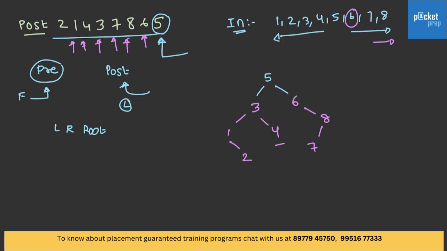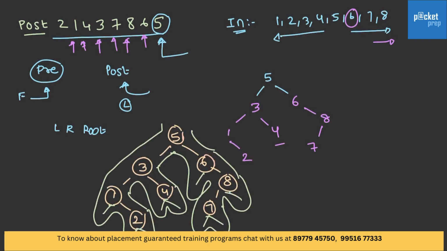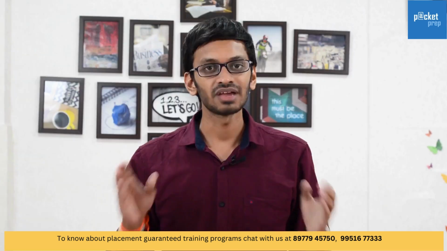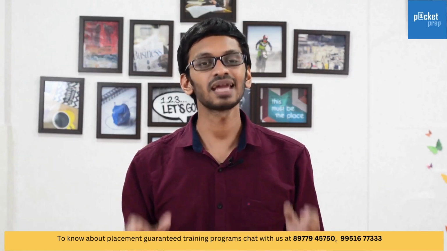Let me bring back the old tree. This is the old tree and this is the new tree. This has been constructed with post plus in and this has been constructed with pre plus in. If you observe, both of these trees are the same. With the help of this, we'll be able to identify a tree uniquely with pre plus in or post plus in traversals. We have seen a lot about trees and it's time to say goodbye.